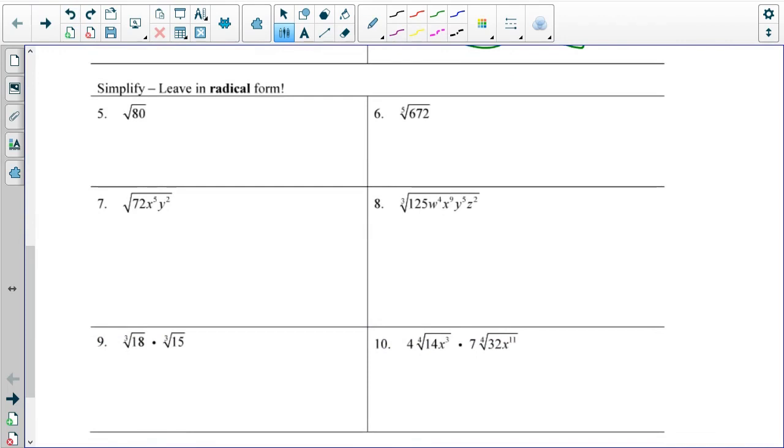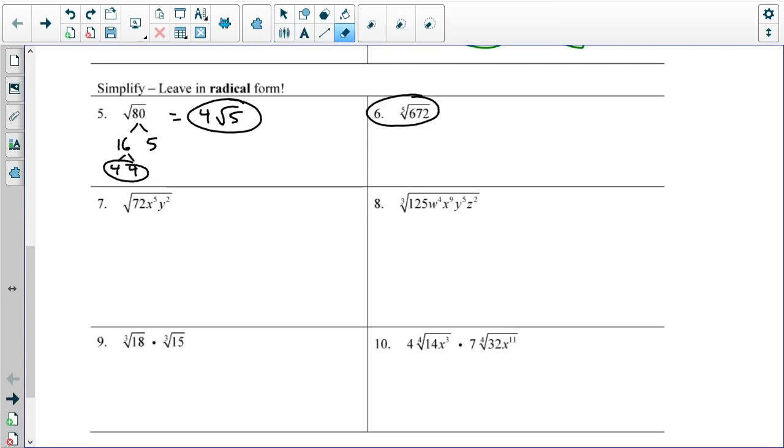Simplify and leave in radical form. So if we want to simplify the square root of 80, I need to find the biggest perfect square that goes into 80. If I were going to do something to the fifth power over a number 6, I want the biggest number that is multiplied by itself 5 times that goes into 672. So we'll deal with that in a second. The biggest perfect square that goes into 80 is 16. So I have 4 multiplied by itself twice and then a 5 left over. I can write this as 4 times the square root of 5. That's going to be my final answer.